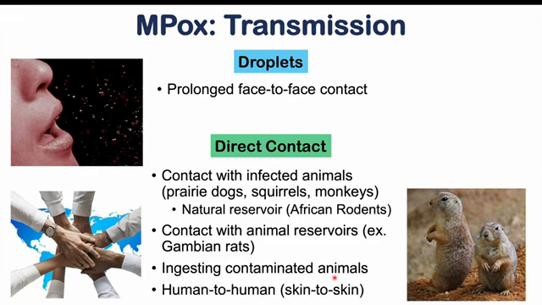And then what's been driving the most recent outbreak from May of 2022 has been human-to-human spread. This human-to-human spread is going to be via skin-to-skin contact, and the majority of these cases have been through sexual transmission. So skin-to-skin contact, especially through sexual transmission, has been the main driver of the most recent outbreak.